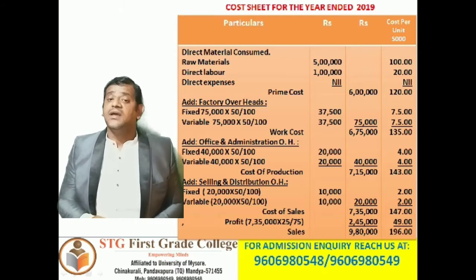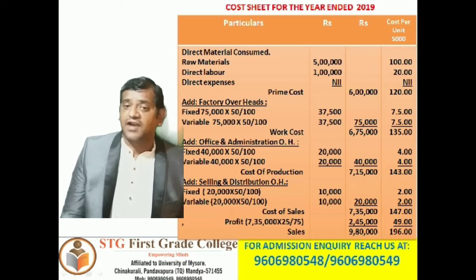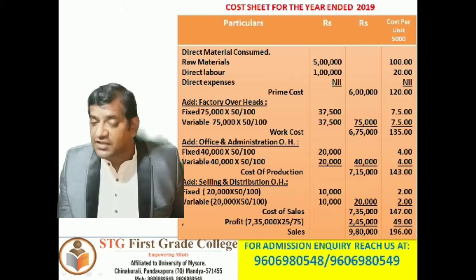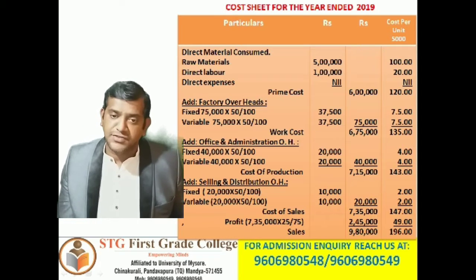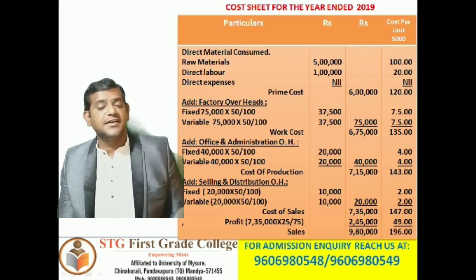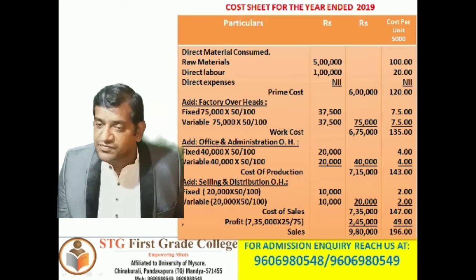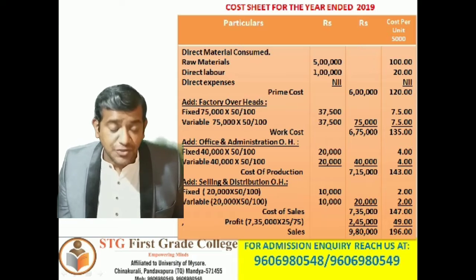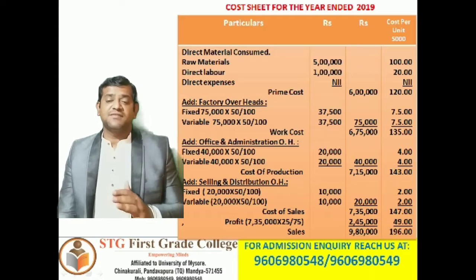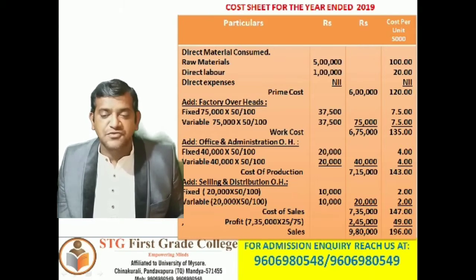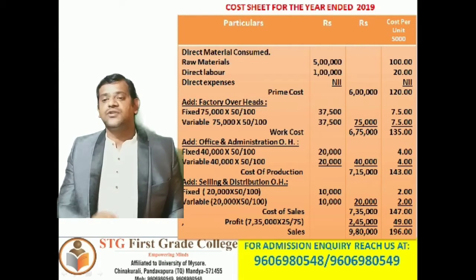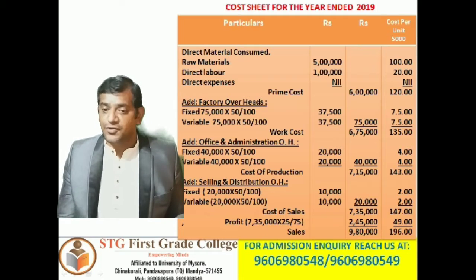So factory overheads fixed: 75,000 into 50 divided by 100, 37,500 divided by 5,000, that comes to 7.5. The same way variable also: 75,000 into 50 divided by 100, 37,500 divided by 5,000, so that also is 7.5. When you total it, factory overheads come to 75,000 rupees. So 6 lakh prime cost plus factory overhead 75,000, 6 lakh 75,000 is work cost. 6 lakh 75,000 divided by 5,000 units gives 135 per unit work cost.